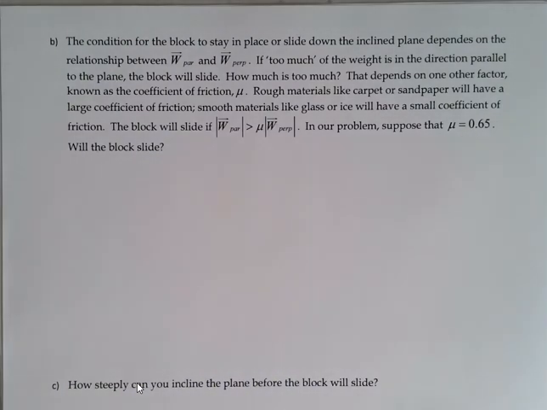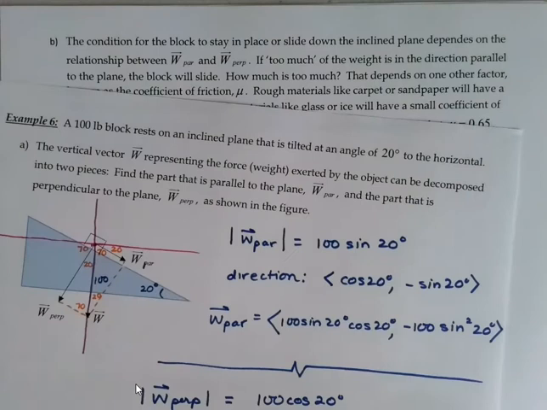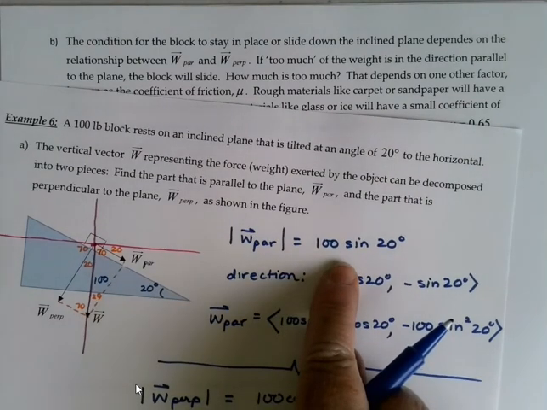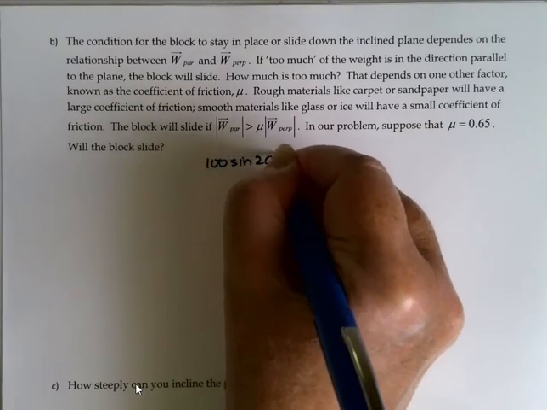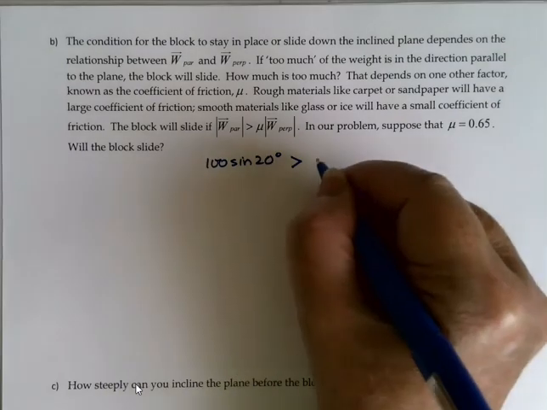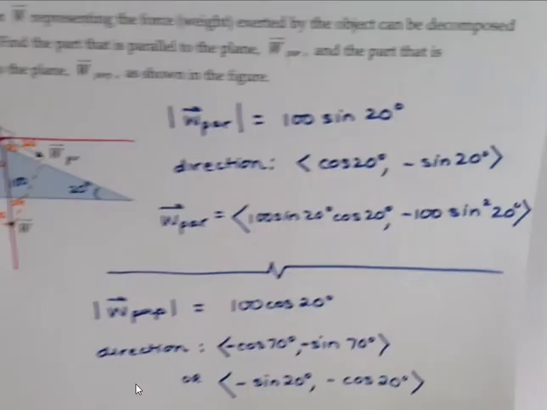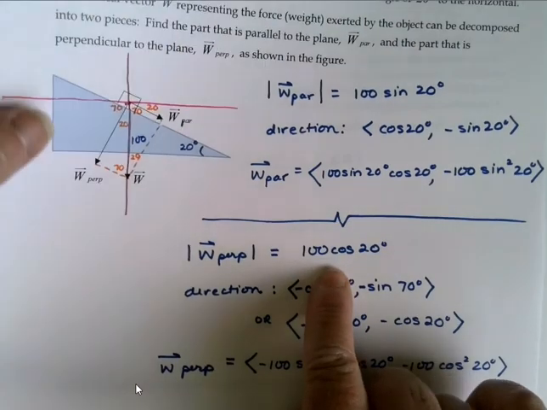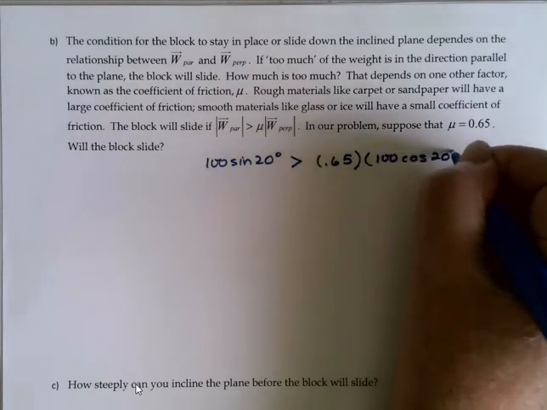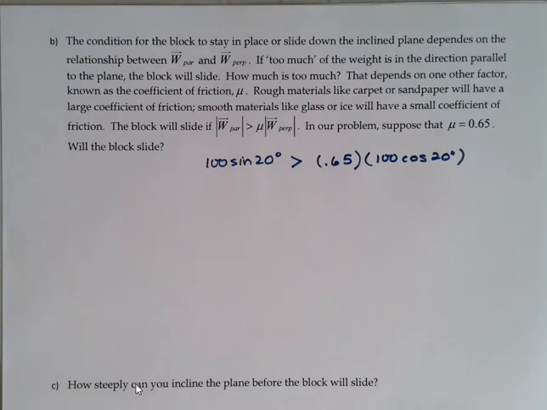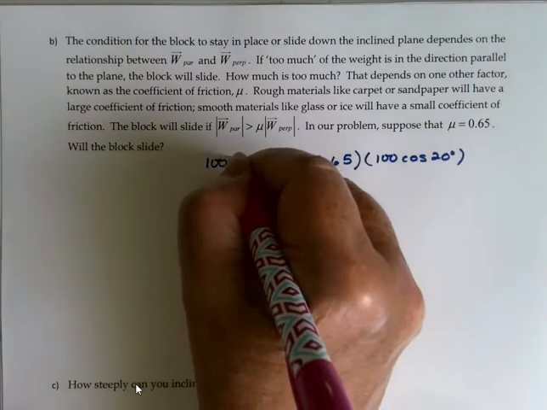Will the block slide? Well, let's go ahead and write this out. The magnitude of W parallel, we had that right here. That was 100 sine 20. Is that greater than mu, 0.65, times the magnitude of W perpendicular, which was 100 cos 20? Just to simplify the arithmetic a little bit, I could divide 100 out of both sides of this, get rid of those.